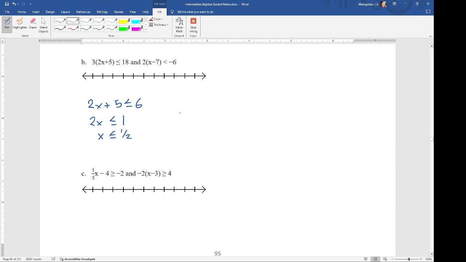Let's use a similar approach on the next inequality. I'm going to divide both sides by 2 instead of distributing. I get x minus 7 is less than 3. Add 7 to both sides. We get x is less than 4. I'll write some numbers on my number line.